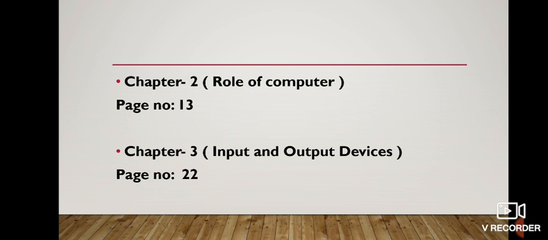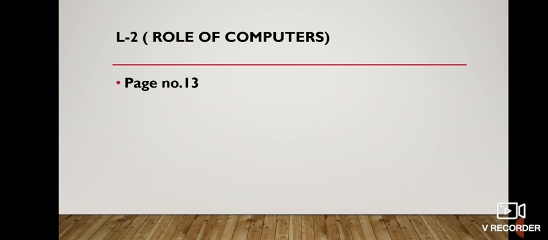So, two chapters are there for UT2, chapter number 2 and chapter number 3. Chapter number 2 is role of a computer, and chapter number 3 is input and output devices. Lesson number 2 is on page number 13 and lesson number 3 is on page number 22. Let's start with our first chapter for UT2, lesson number 2, role of a computer.